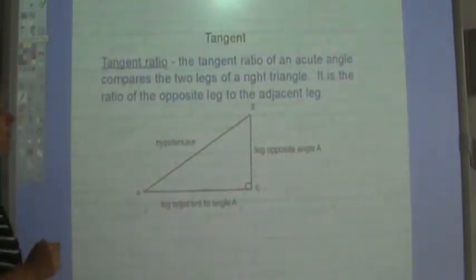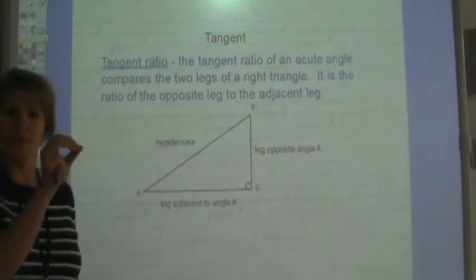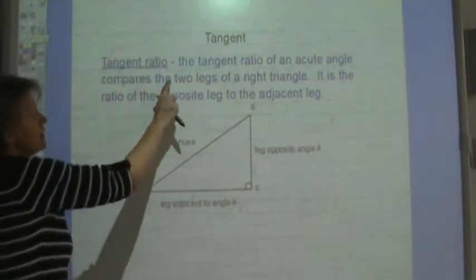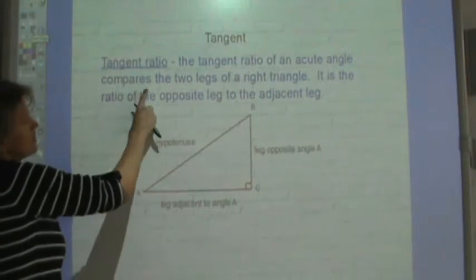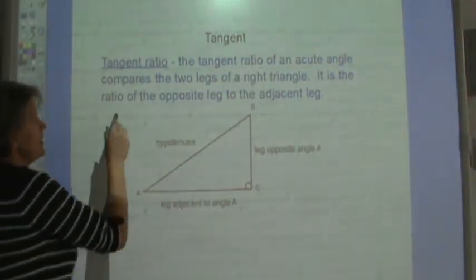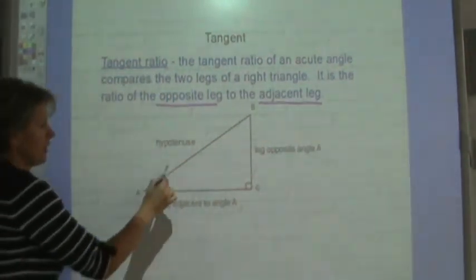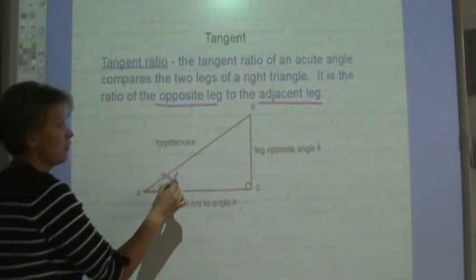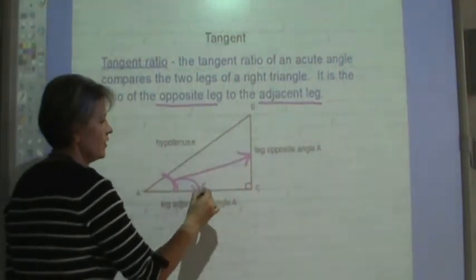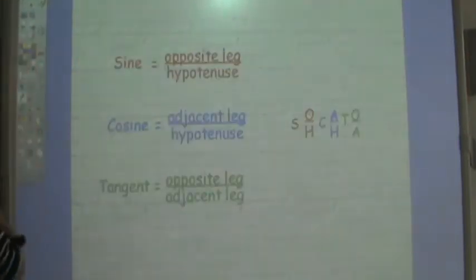Okay, tangent. We talked about this a little bit the other day when we had the sine and the cosine. The third ratio is tangent. It's the ratio of the acute angle that compares the two legs. So this one doesn't have anything to do with the hypotenuse. It's the ratio of the opposite leg to the adjacent leg. So if I'm looking from A, tangent would be this over this. Nothing to do with the hypotenuse on tangent.